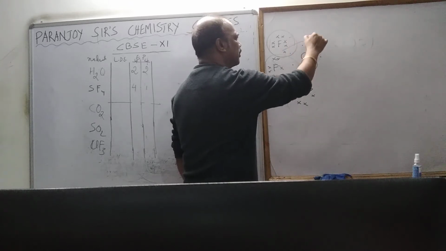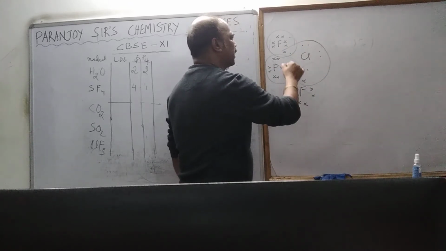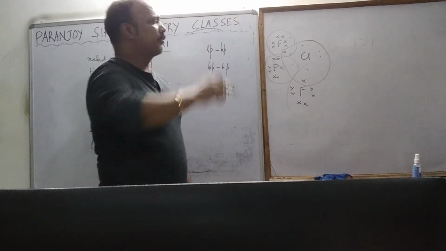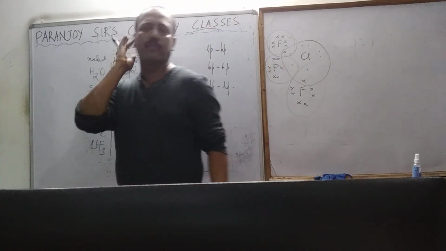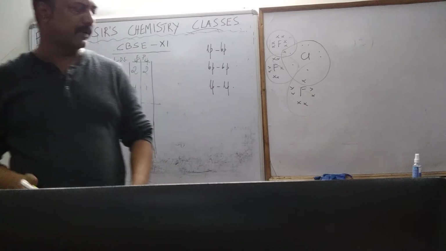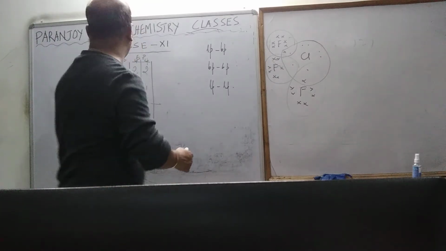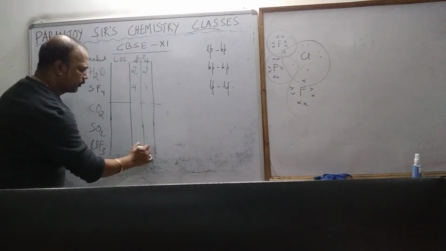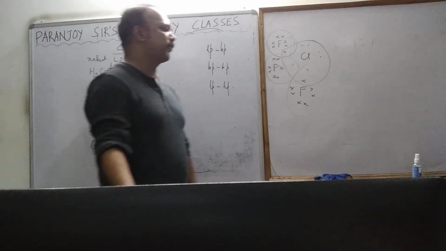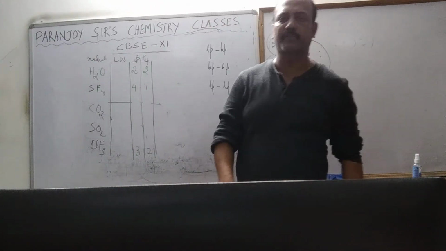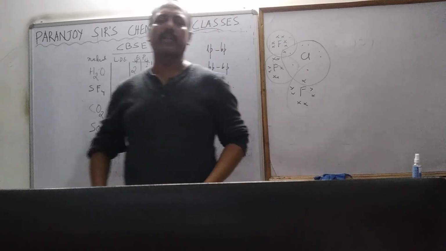But what about chlorine? How many bond pairs and how many lone pairs? 3 bond pairs, 2 lone pairs. Very good. So see, all of you can do it. Just one class and you are experts. 3 bond pairs and 2 lone pairs.